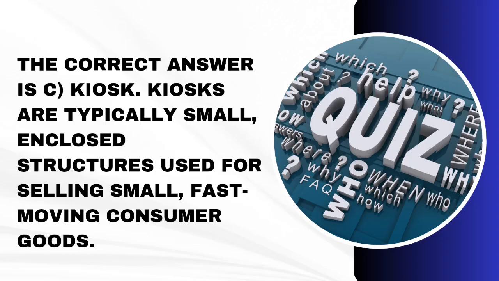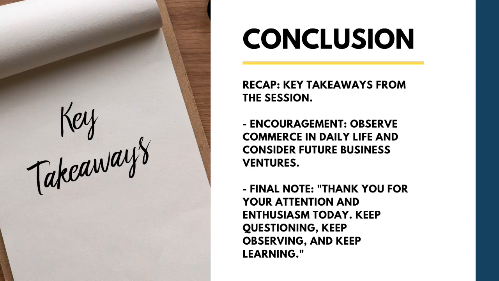The correct answer is option C, kiosk. Kiosks are typically small, enclosed structures used for selling small, fast-moving consumer goods. We are gradually moving to the end of this lesson. Let me take you through the summary of what we have covered so far.